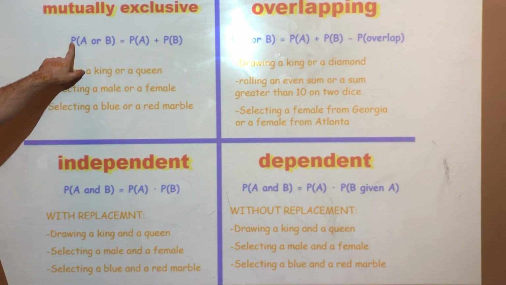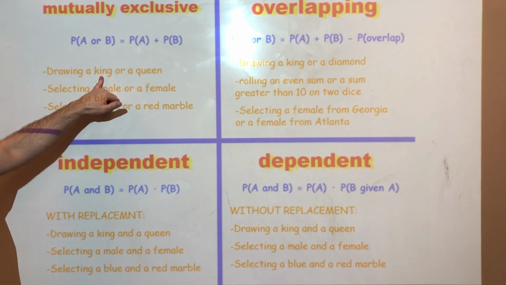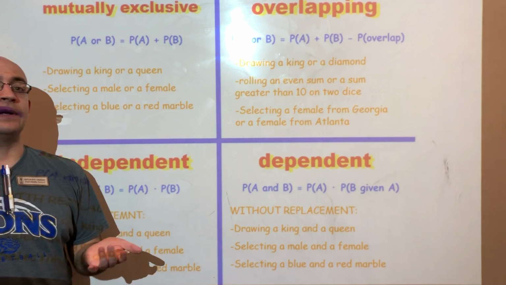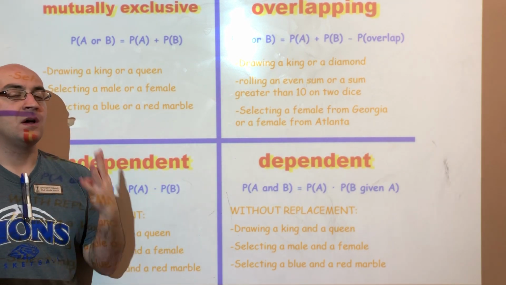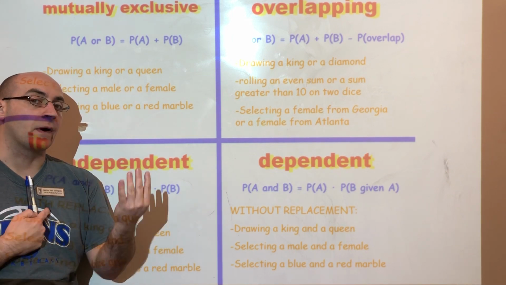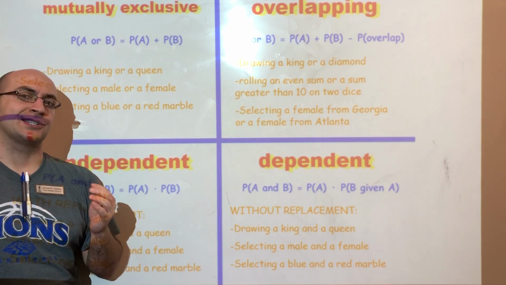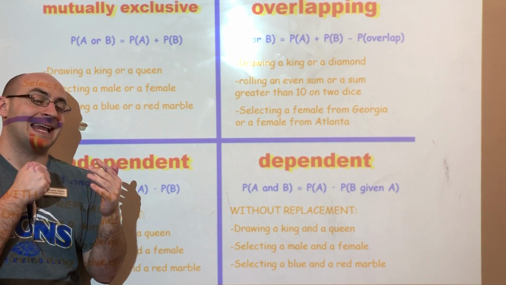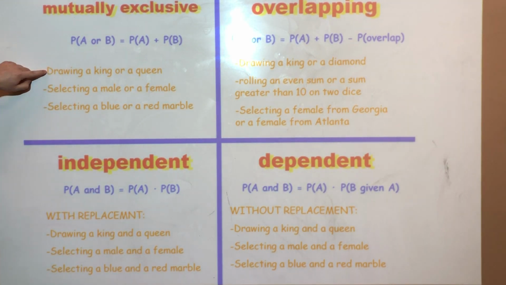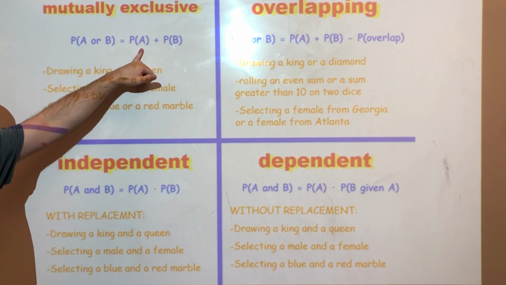The way we figure this out is the probability of A or B is the probability of event A, which would be drawing a king, plus the probability of B, which would be drawing a queen. In a normal deck of 52, there are 4 kings and 4 queens. If I just needed a king, that's 4 out of 52. But a king or a queen makes it 8 out of 52. It doubles my chances of being a winner. That's one representation of mutually exclusive. If it's an "or," I can take both of these.